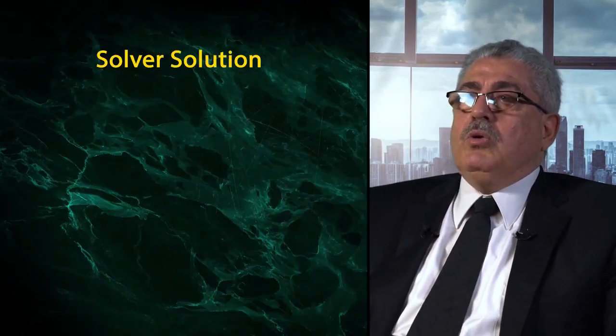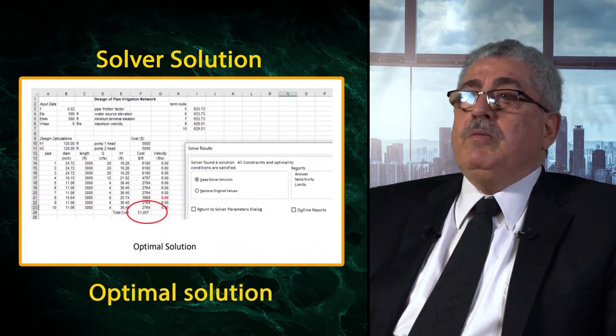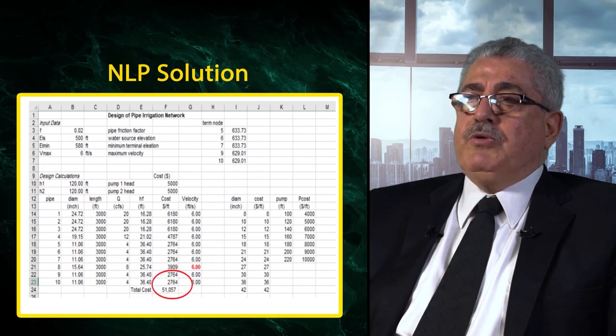The optimal solution obtained found a total cost of 51,047 and optimal values for pump heads and pipe diameters. Optimal pipe diameters are not discrete and not included in the table of available diameters. This is an enlarged snapshot of the workbook for the nonlinear programming solution.